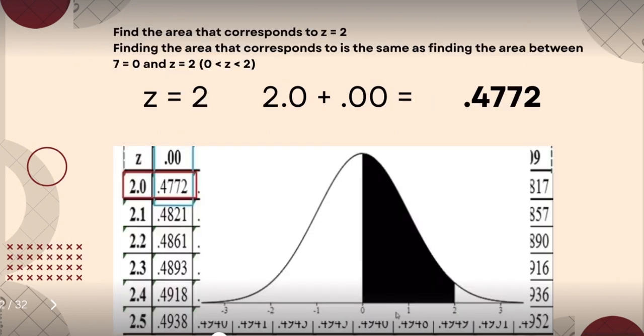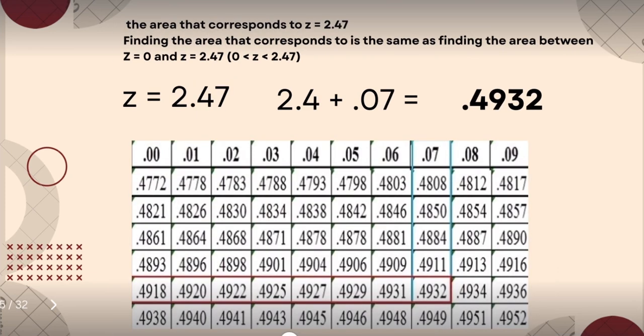Now let's go with these. Find the area that corresponds to z equals 2. Finding the area that corresponds to z equals 2 is the same as finding the area between z equals 0 and z equals 2. So z is equal to 2. Ayan. Tapos, yung 2.0 plus 0.00 lang siya. And itatapat mo lang siya dun sa table, which is 2.00 is equal to 0.4772.